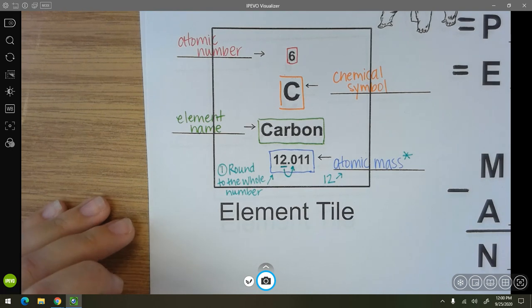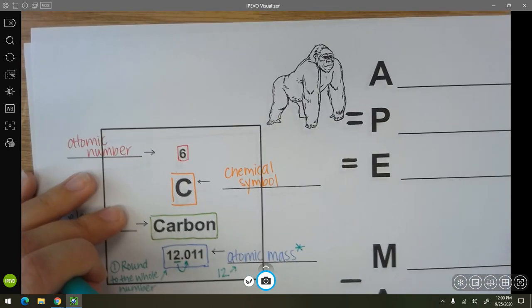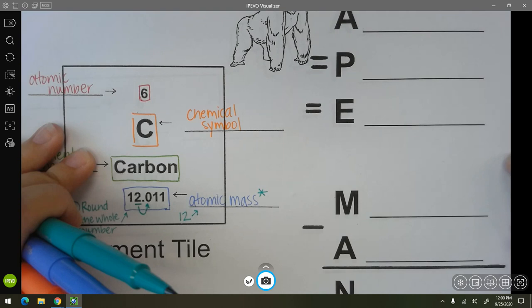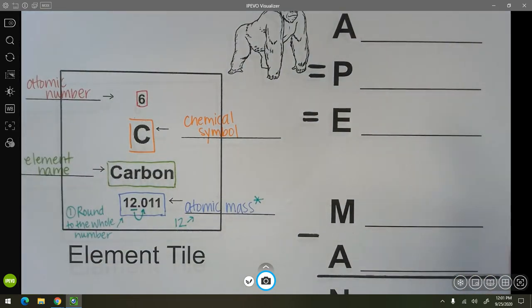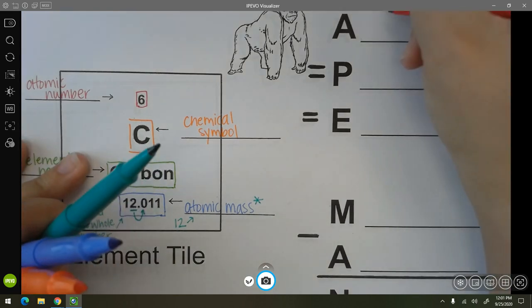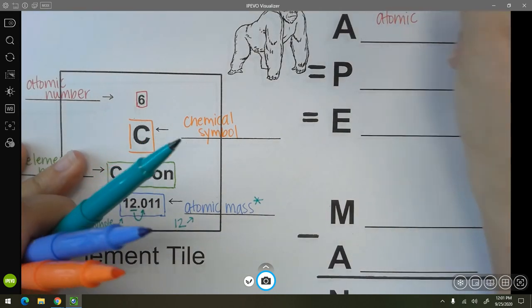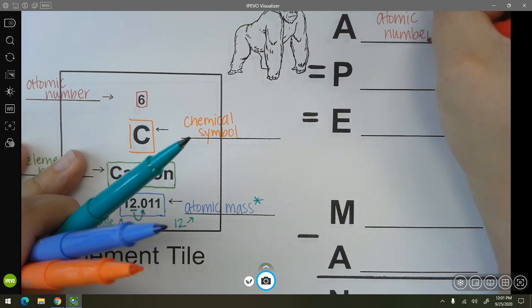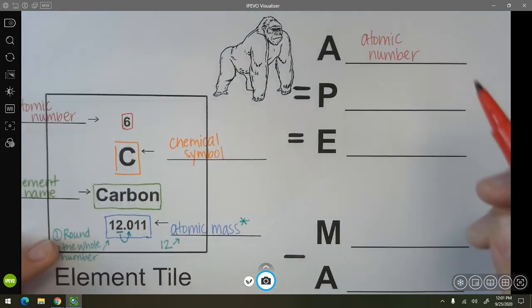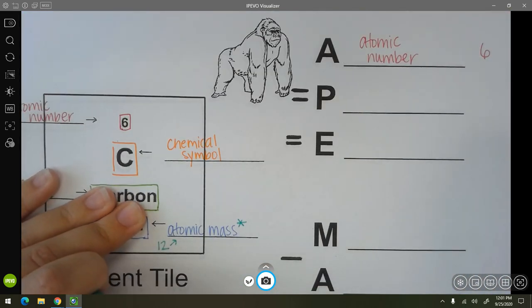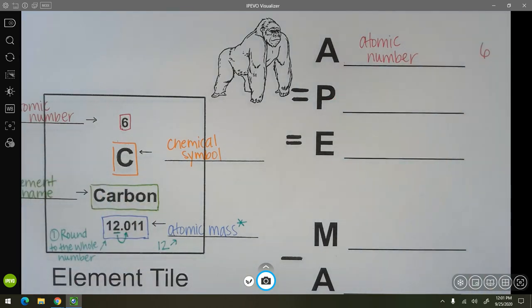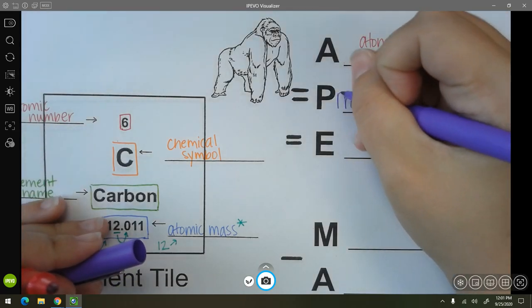So, how you can find the number of protons, neutrons, and electrons just from this element tile, you just need to remember 2 simple words. You ready? And this is why the APE is at the top of your page. You need to remember APE MAN, okay? So, the A stands for atomic number. So, the atomic number of carbon is 6. The P in APE MAN stands for proton number.